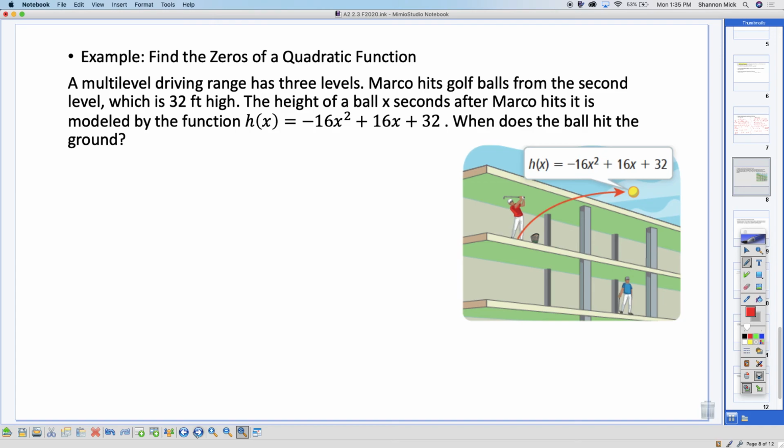Before we do anything, I want to talk about this. Why is this a negative function? Because anything I hit, throw, or kick is going to go up and then back down. So it's going to be a negative, yes? Where does this 32 come from? That's the max height. That's the y-intercept, isn't it?